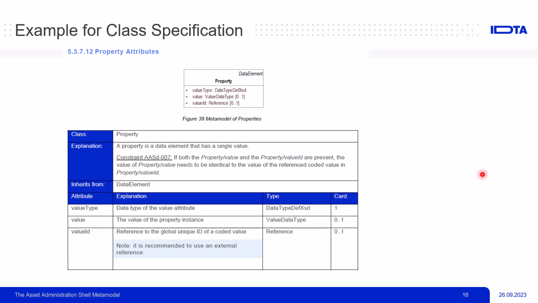Okay, and this is just an example from part 1. This is a property with 3 attributes. This is the class. It's inheriting from data element, and that's how it's written. So this is "inherits from". It has these 3 attributes. These are the types and the cardinality or multiplicity.